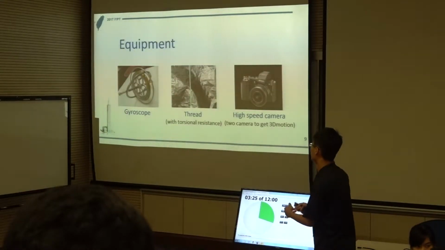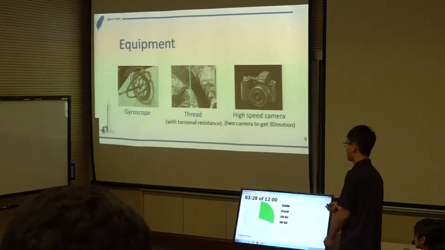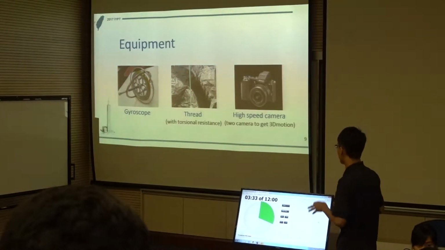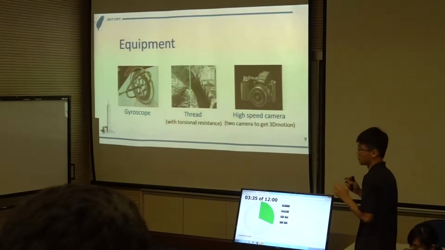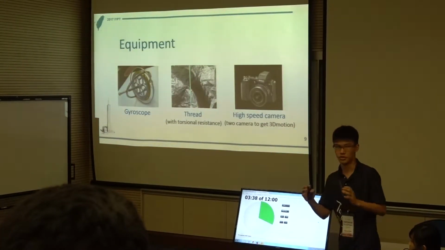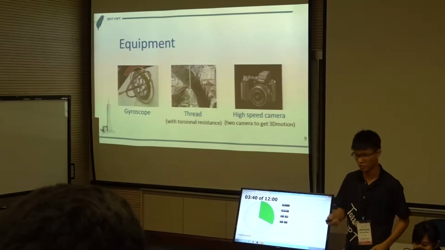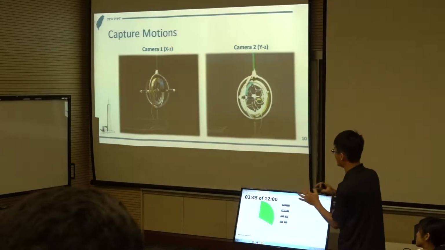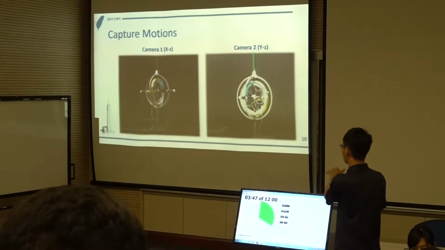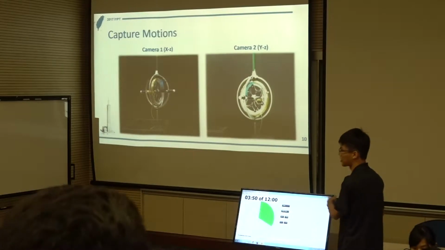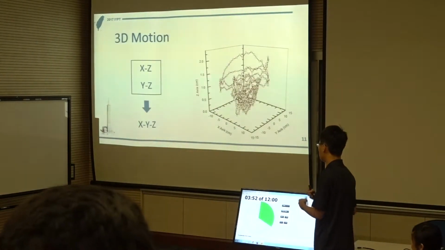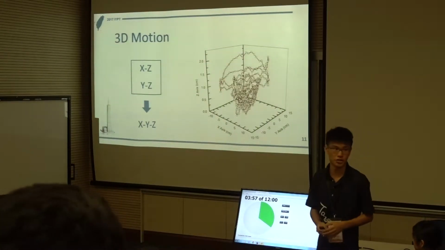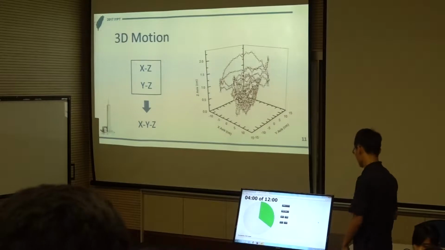And I would like to talk about the experiments that I have done. First, we have a gyroscope and a thread with torsional resistance, and we use a high-speed camera. We put two different cameras in order to get the three-dimensional motion of the gyroscope. The first camera captures the XZ motion of the gyroscope, and the second camera captures the YZ motion. Later we merge the graphs, and we can get the three-dimensional motion of the torsion gyroscope, like this figure shows.